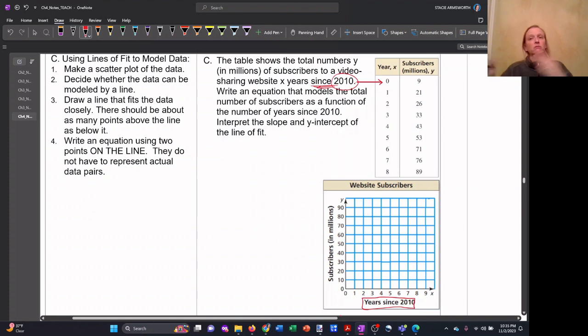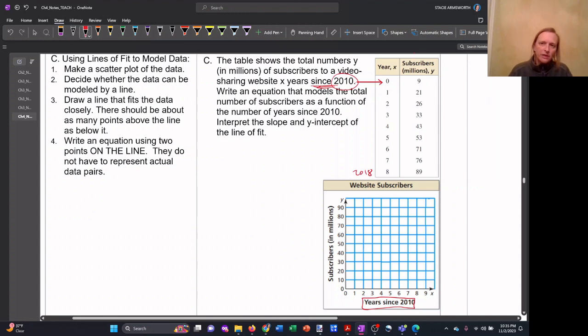And then it looks like we go up to 2018 in terms of our data. So write an equation that models the total number of subscribers as a function of the number of years since 2010. And then interpret the slope and intercept of the line of fit.